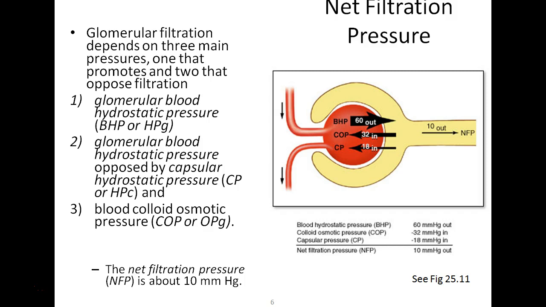So as we said earlier, this filtration pressure is sort of constant. We need some sort of overlying pressure that's going to provide a net filtration pressure. So we see in this diagram, in the end result, we have 10 millimeters of mercury out. So this overall combined net pressure is going to move filtrate out of the glomerulus and into the capsule. And so this overall pressure we might term as net filtration pressure, NFP.